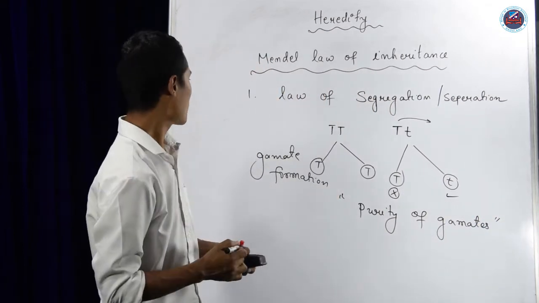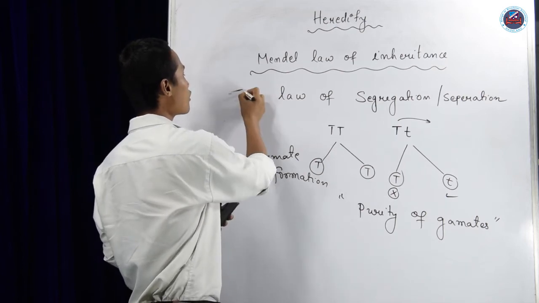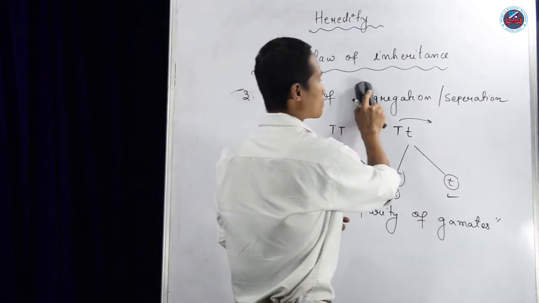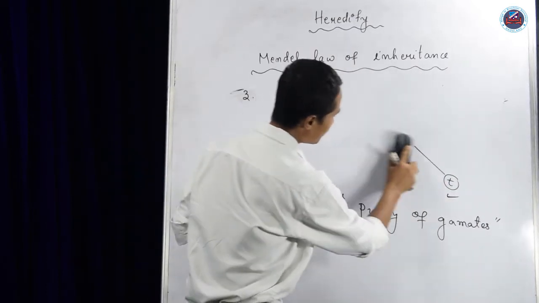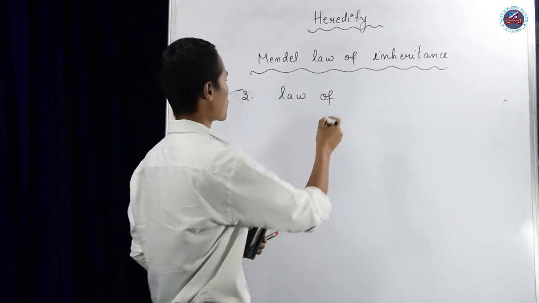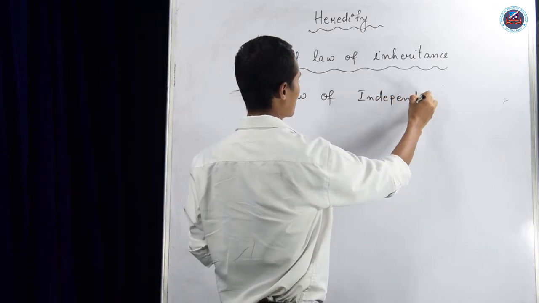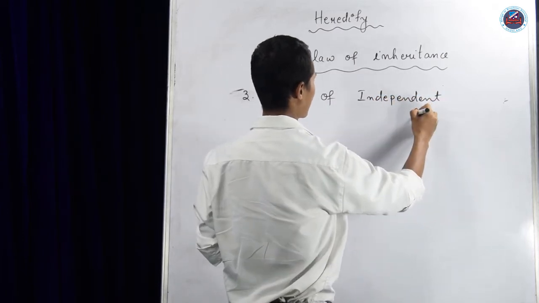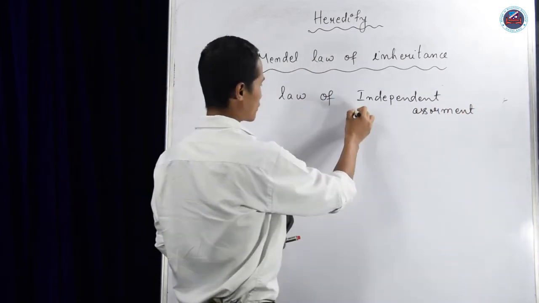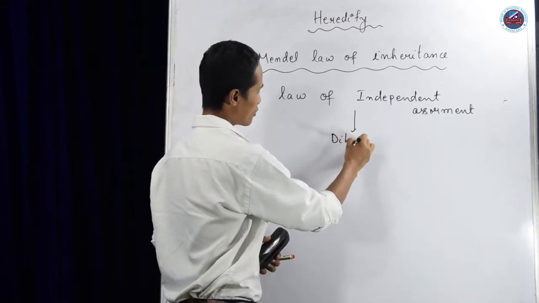Okay, the next, this is the second law. The third law is the law of independent assortment. To understand that, we have to understand the dihybrid cross. To understand this law, we have to take an example of a dihybrid cross.